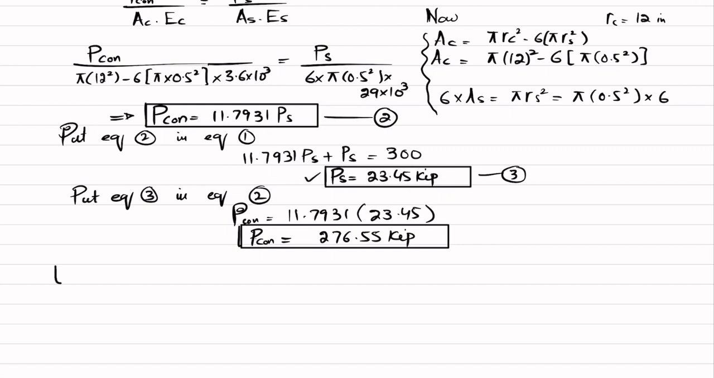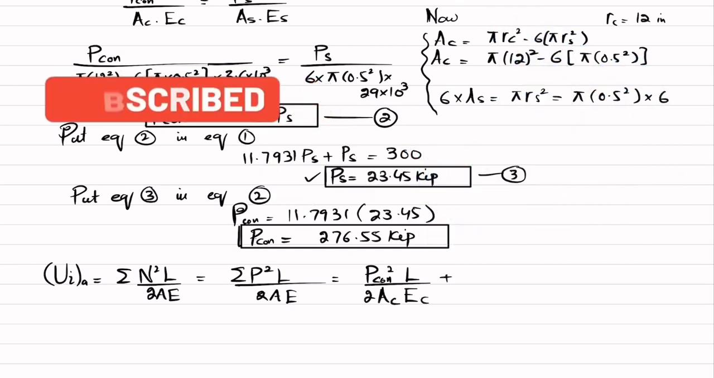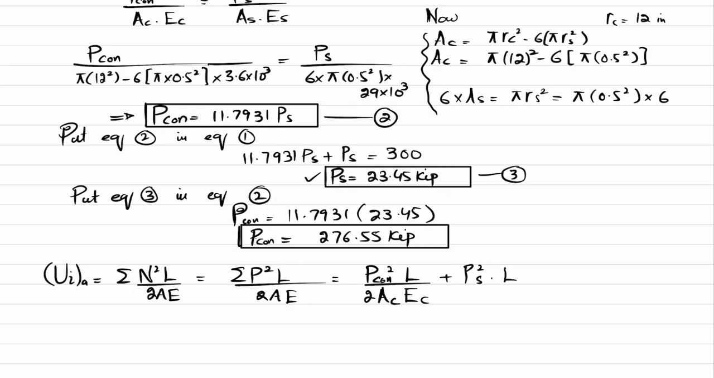Now you have all the loads, so we will find the strain energy due to axial loading, that is equal to the sum of N square L divided by 2AE. We have written here P, so it will be equal to the sum of P square L divided by 2AE. So just put the values. I will write it for P of concrete square into length divided by 2 times area of concrete into E of concrete, plus P of steel square into L divided by 2 times area of steel. So there are 6 steel rods, so I will write 6 multiplied by As into E of steel.